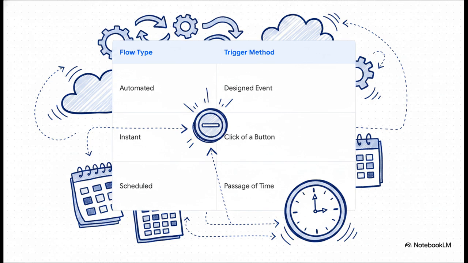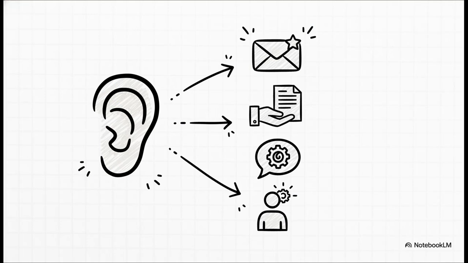Second, we have instant flows. These are completely manual and are triggered directly by the click of a button for when you just need an action to happen right now. And third, scheduled flows. These are triggered by the passage of time. Think of it like a clock striking 8 a.m. every single Monday morning.